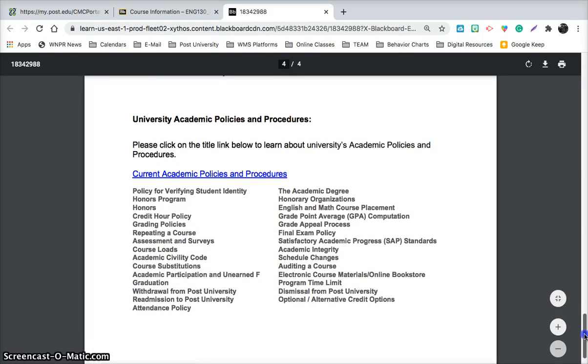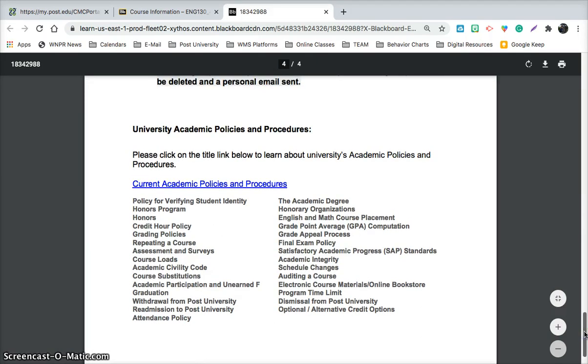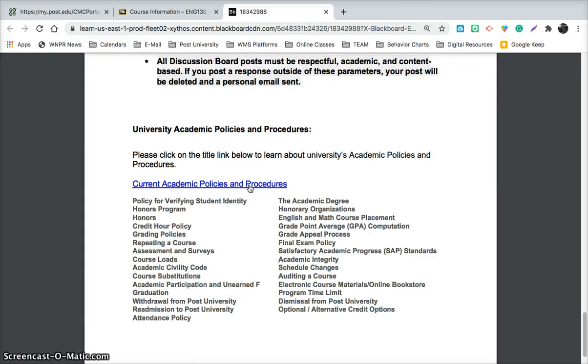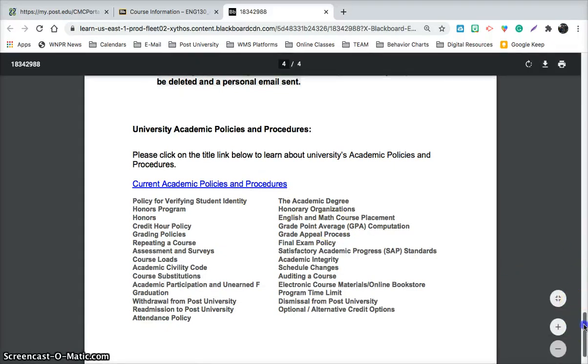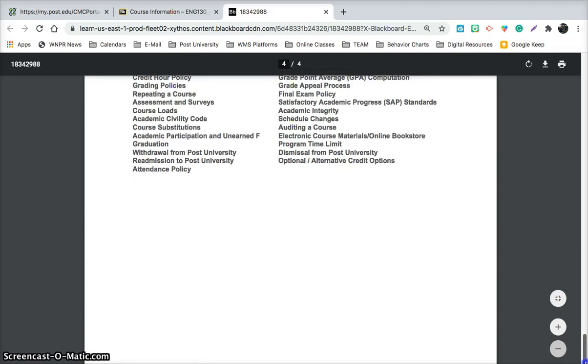University academic policies and procedures. If you were to click here, it does talk about our academic policies and procedures based on plagiarism, honors program, final exam policy, auditing courses, and so on and so forth. And that brings us to the end of the course syllabus review.